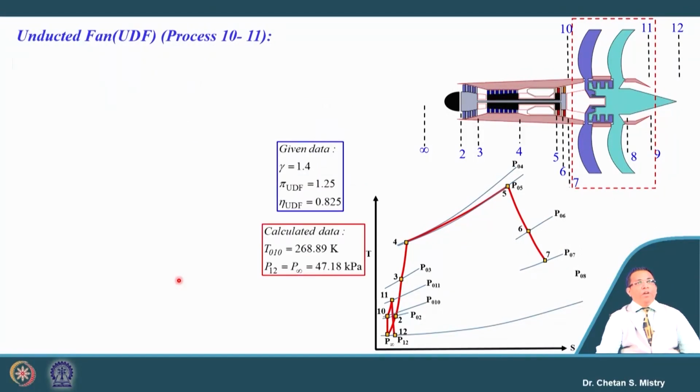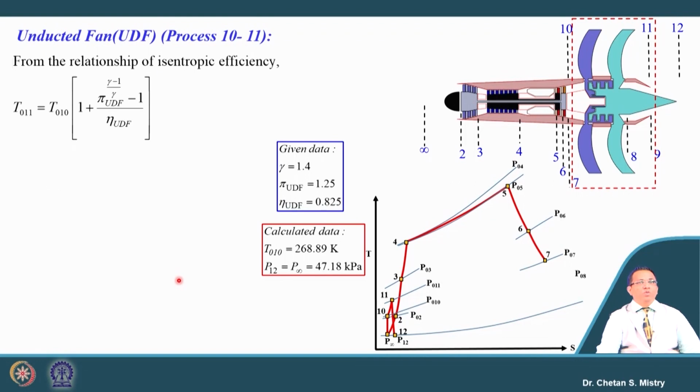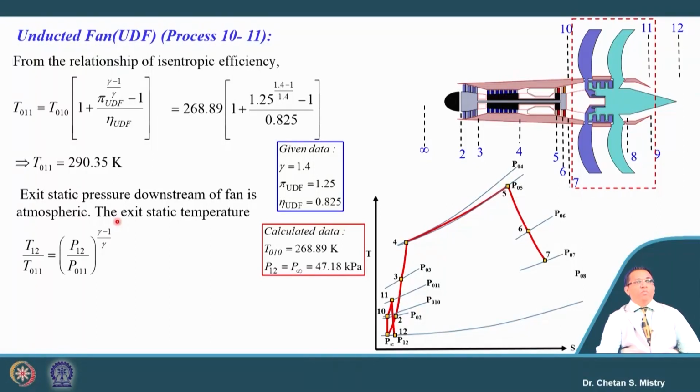Okay. Now, here we are also interested in the outlet temperature. This outlet temperature can be calculated based on the isentropic efficiency of the unducted fan and the pressure ratio for the unducted fan. So, if we put in these numbers, the total outlet temperature from the unducted fan comes to be 290.35 Kelvin.